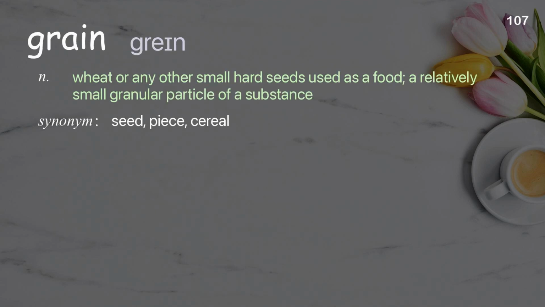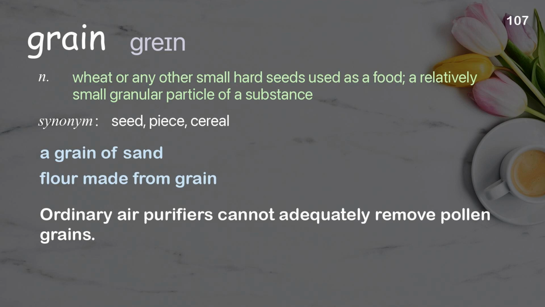Grain. Wheat or any other small hard seeds used as a food, a relatively small granular particle of a substance. Examples: A grain of sand, flour made from grain. Ordinary air purifiers cannot adequately remove pollen grains.